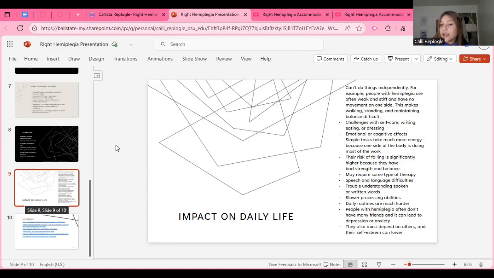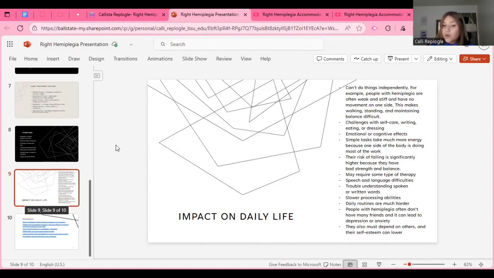Emotional or cognitive effects. Simple tasks take much more energy because one side of the body is doing most of the work. Their risk of falling is significantly higher because they have bad strength and balance. So again, the person's just going to have to be with them just to make sure they don't fall. They may require daily therapy or even multiple therapies daily.